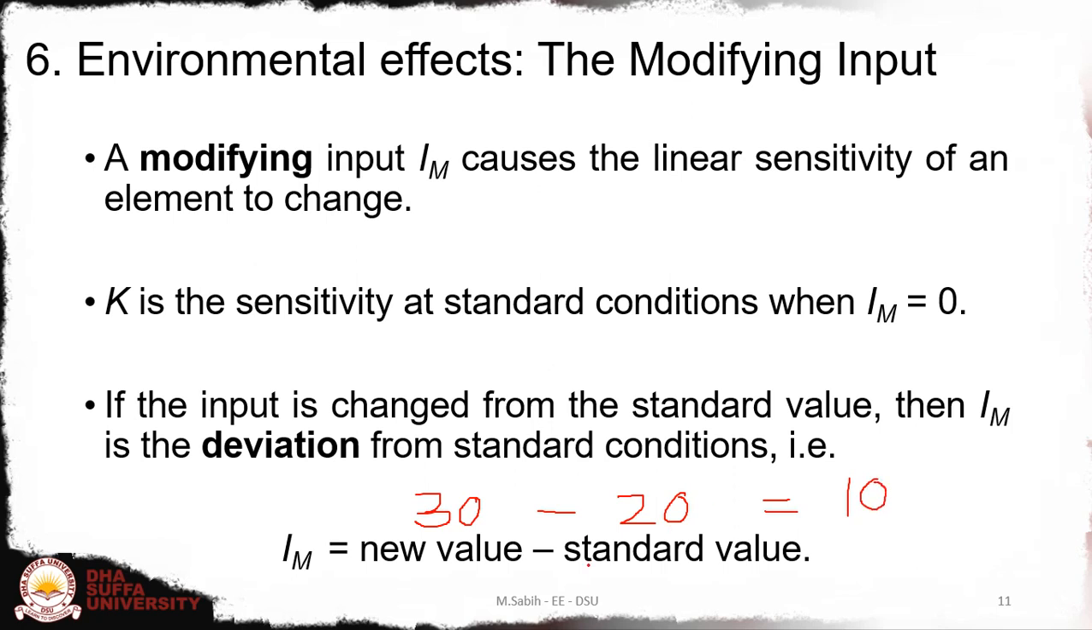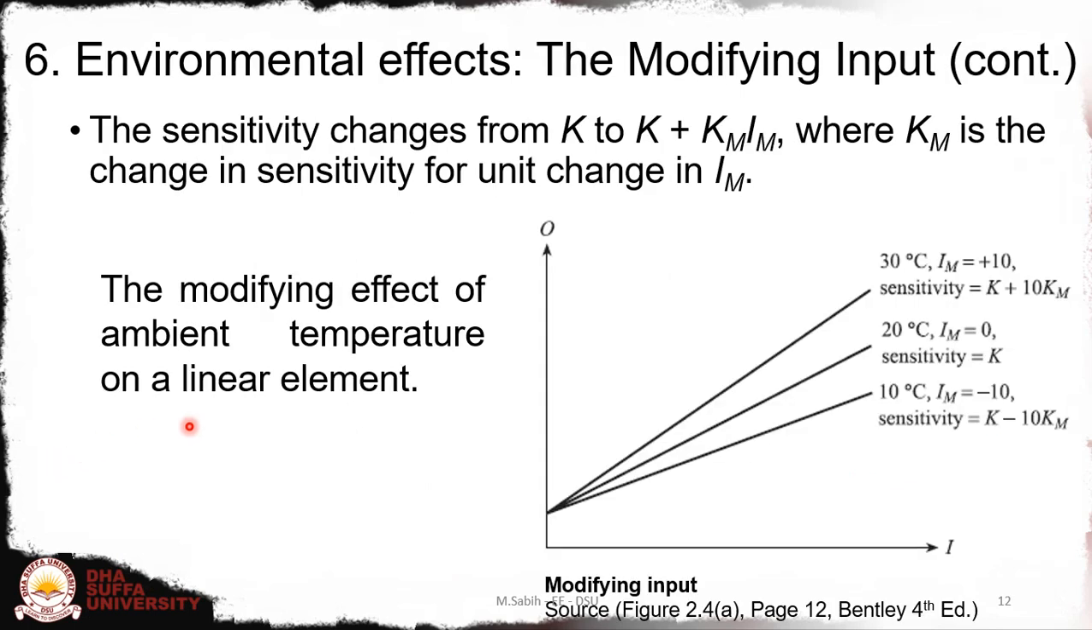Be careful about this: IM is not a delta, but IM is basically the deviation or the difference between the current value, the new value, and the standard value. Continue. The modifying input: what happens is that K is now changed to K plus Km IM. Km is the sensitivity change per unit change with respect to IM.